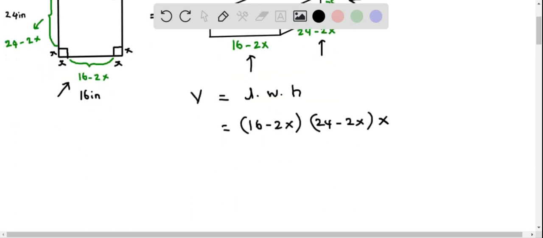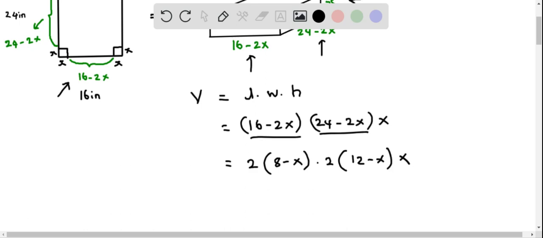So let's simplify this. I can factor out 2 from this one and make it a little bit simpler. So this becomes 8 minus x. I can also factor 2 from this expression, so this becomes 2 times 12 minus x, and then we have x. So here we have 2, 2, 2. The product of these will give 2 times 2 is 4, 4 times x is 4x. So here we get 4x times 8 minus x times 12 minus x.